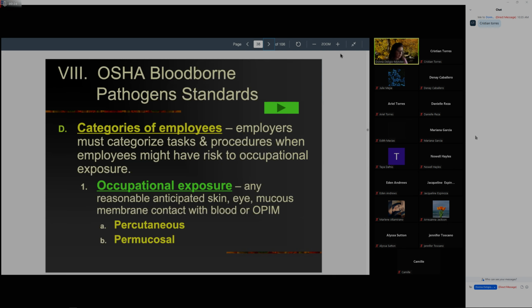So in other words, a needle stick, right? Or any type of cut or a human bite of any kind. And then we've got permucosal, and that is contact with mucous membranes through the eyes or the mouth. That would be an occupational type of exposure.